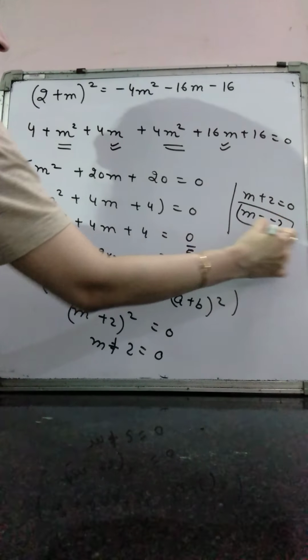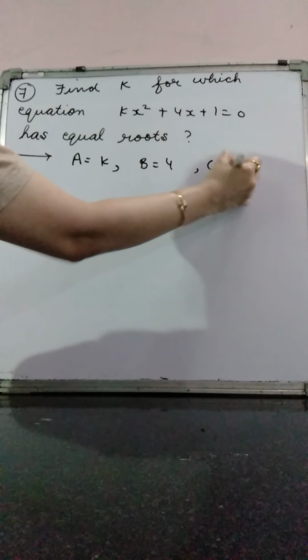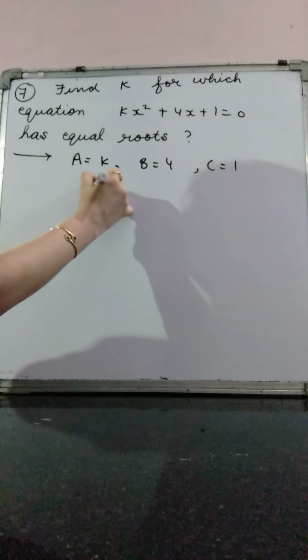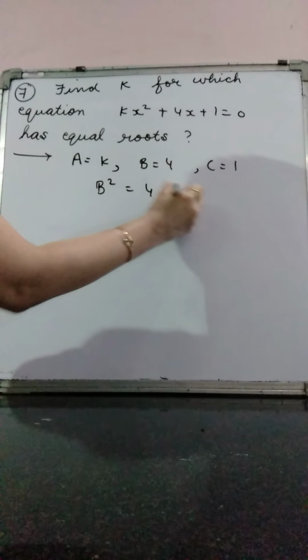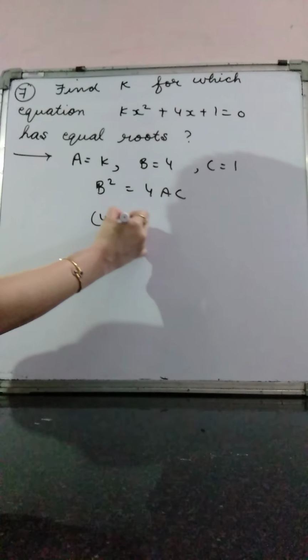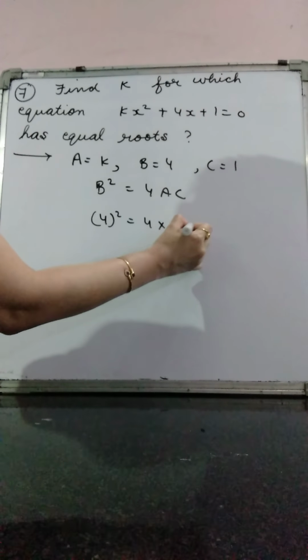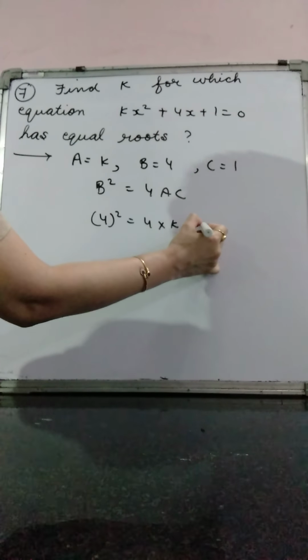Find the value of k for which this equation has equal roots. On comparing, we get the value of a is k, the value of b is 4 and constant is 1. Now apply the condition for equal roots: b square is equal to 4ac. Substitute values of a and c. 4 square is 16. The value of k is 4.